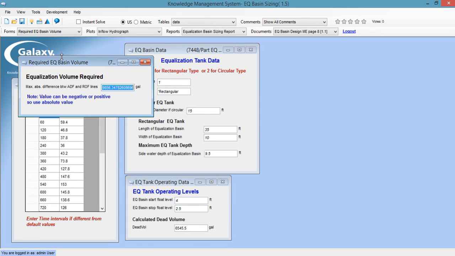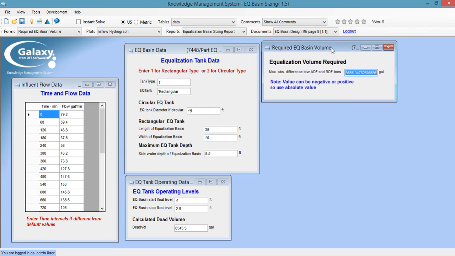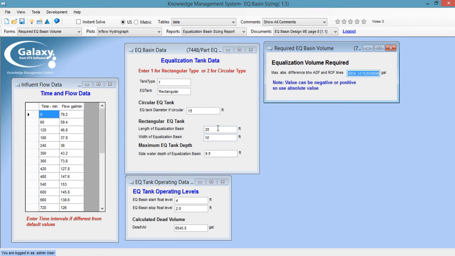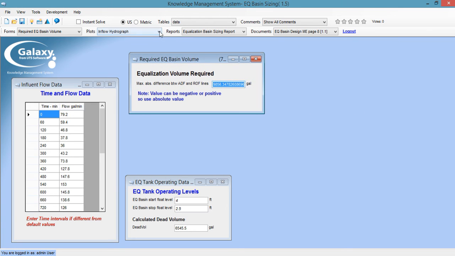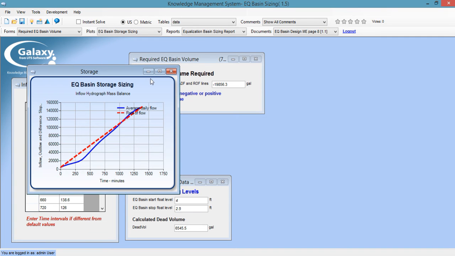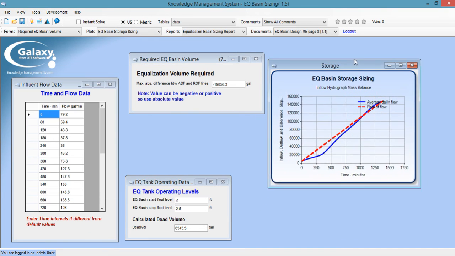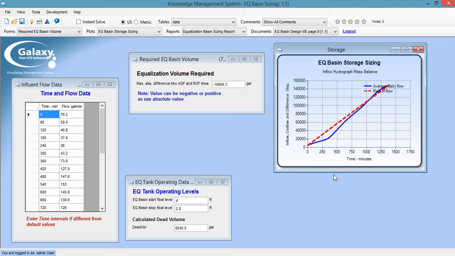I'll move this down here, and the next question would be, what is the required basin volume, okay, for the equalization? And this is telling us that that is minus 19,000. You see in the graph, and I'll close this, you'll see in the graph that when I look at the operating levels and I look at storage, this is the typical type of curve that we use for sizing equalization basins.